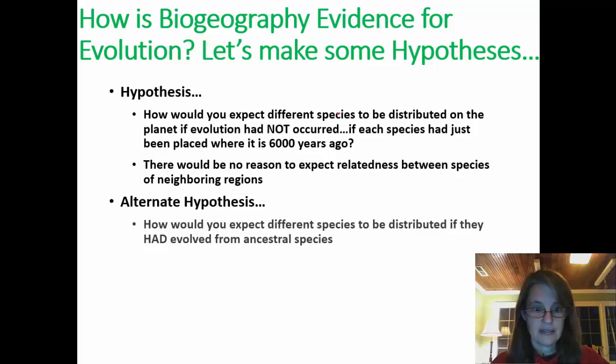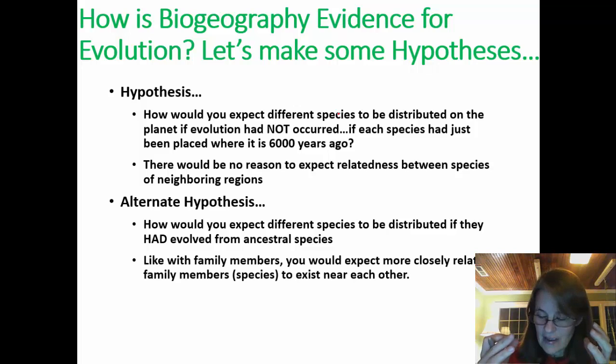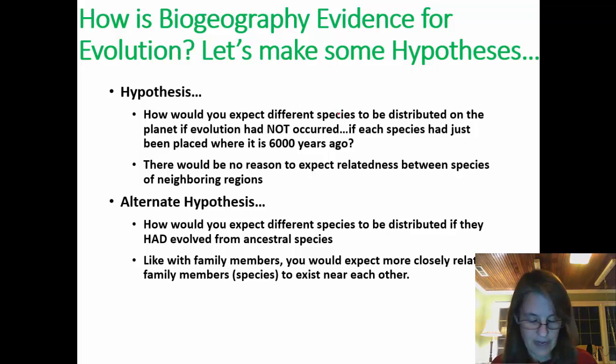The alternate to that is to think about, how would you expect different species to be distributed if they had evolved from a common ancestor? Okay, and if species were distributed according to an evolutionary history, then just like with family members, you would expect more closely related species to exist kind of near each other. In that scenario, you would expect a species that lived here in Richmond to perhaps be more closely related to a species in Norfolk than one in Thailand, okay? Because they would have originated one from the other, just like a family member.